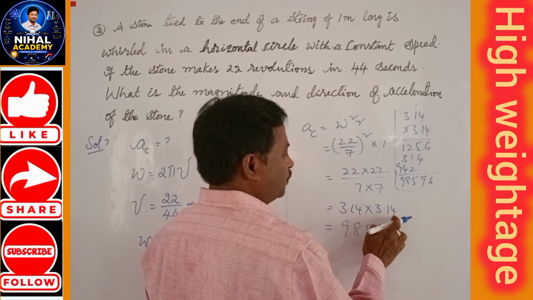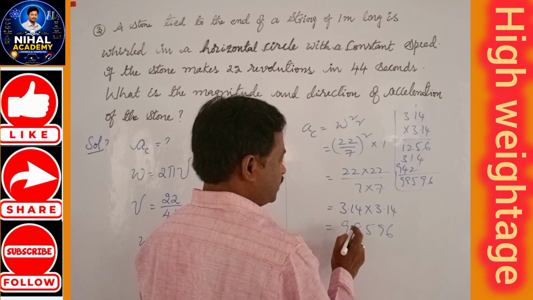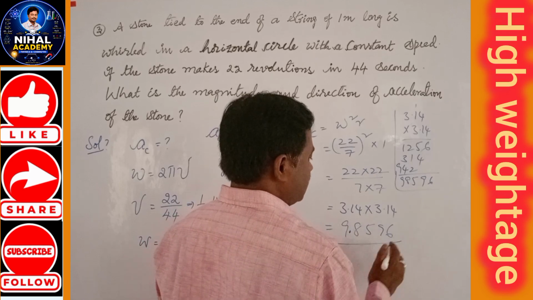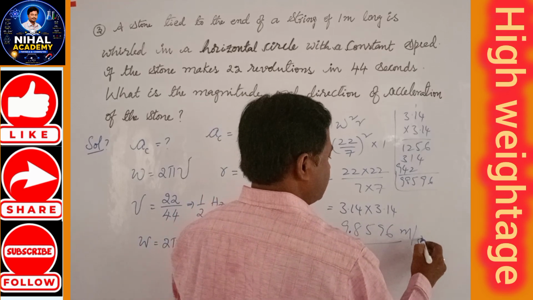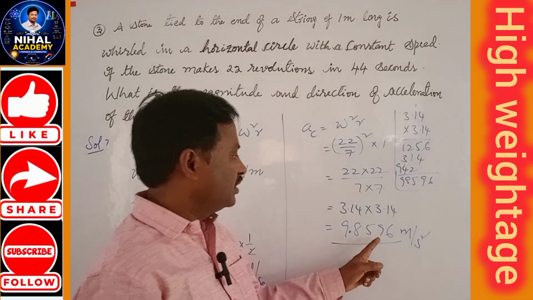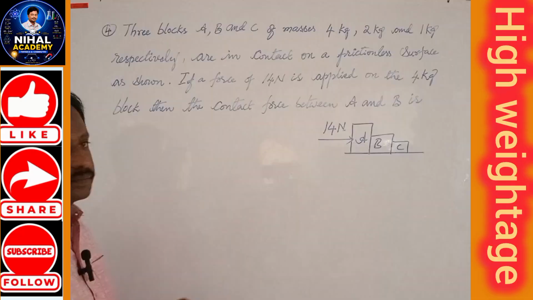Decimal after 2 plus 2, 4 digits, 1 2 3 4 digits. So 9.8, so this is meter per second square. So 9.8596 meter per second square.